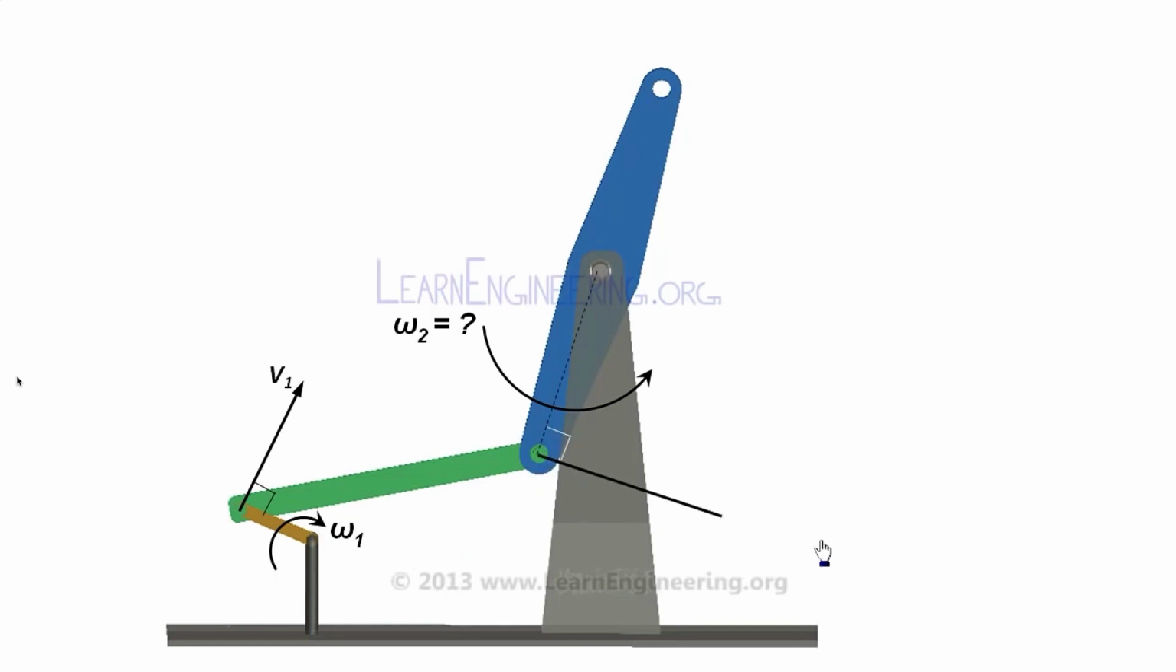Here, first concept we learned comes for help. Since this bar cannot elongate or contract, relative velocity between these points should be perpendicular to this link, which will lead to magnitude of velocity at point 2. From here, angular velocity of link can easily be deduced.